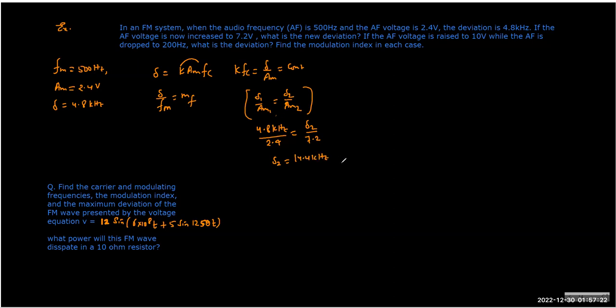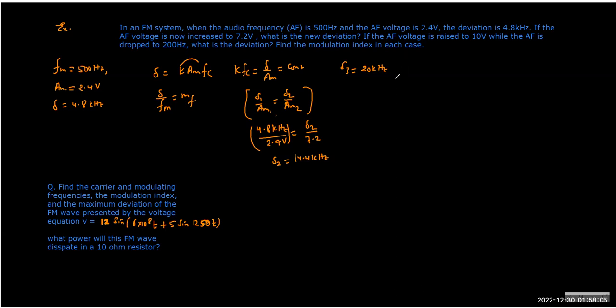Yes. The next part is what? If the AM voltage is raised to 10, while the FM is dropped to 200, what is the deviation? Again, same process. Correct? So the answer will be 2 into 10. You can find the ratio, you can get the answer. So delta 3 will be how much? The third case? 20 kilohertz. 20 kilohertz. Are you guys getting the answer? See, this ratio is known to you. This is like 2 kilohertz per volt, right? And then you can keep on substituting and you get the answer.